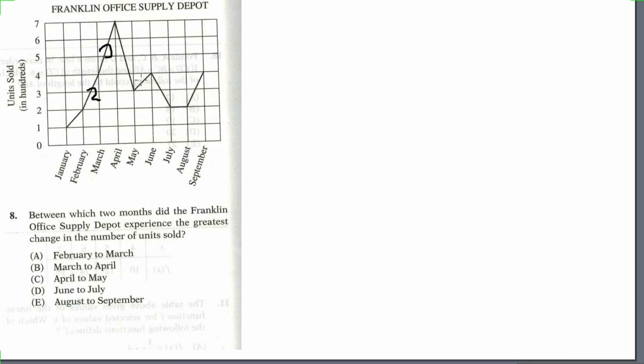Then we have April to May, it goes -4, right? But they are asking about the greatest change. Okay, so far -4 is the greatest change, even though it is negative. April to May. June to July is -2. August to September is 2, which means that here we have that number, which is going to be April to May. That guy.